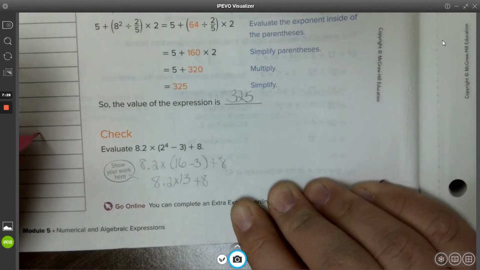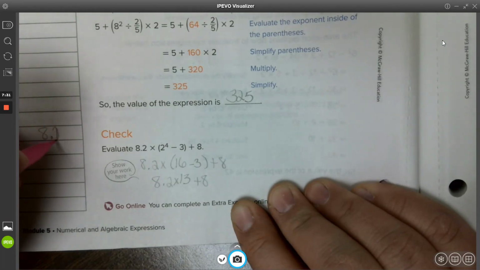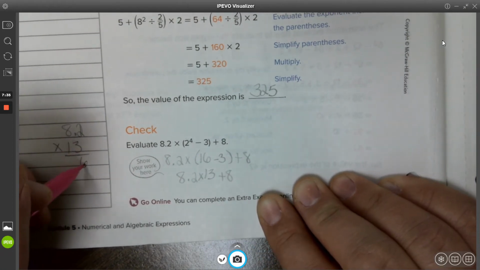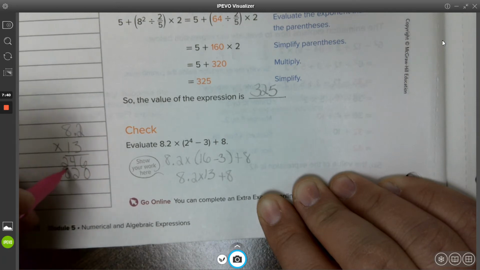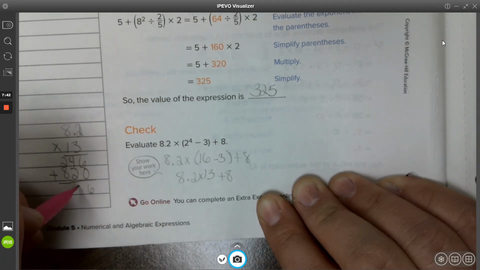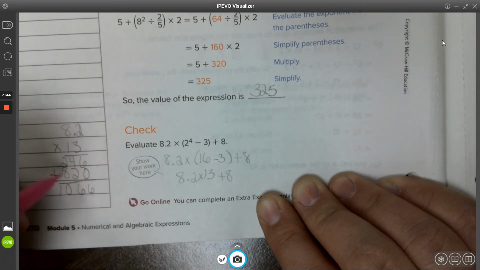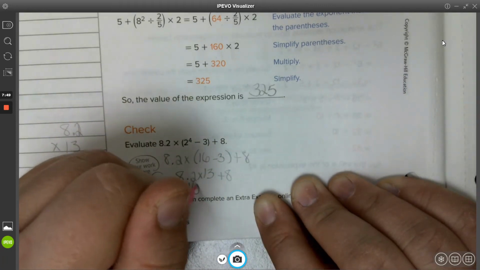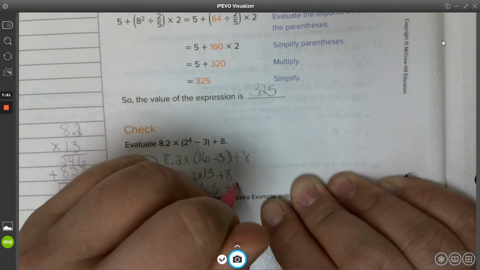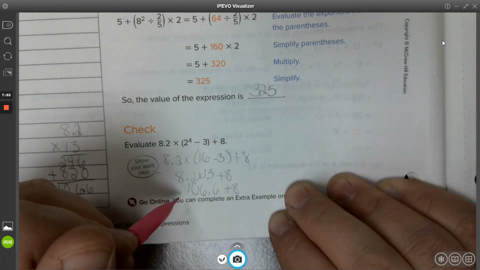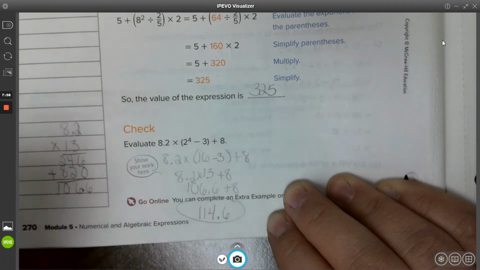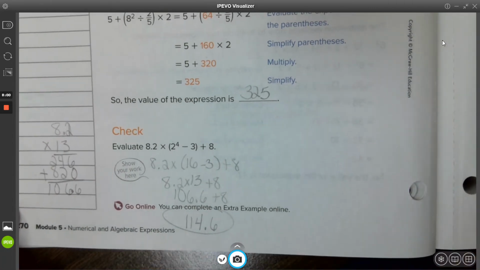So we need to do our 8.2 times 13. I'm going to do it off to the side. 3 times 2 is 6. 3 times 8 is 24. Magic 0, 2, 8. Add 6, 6, 10, and we have 1 decimal place. Okay, we get 106.6 plus 8. So then we add in our 8 here, and we would get 114.6 as our final answer to that expression there.